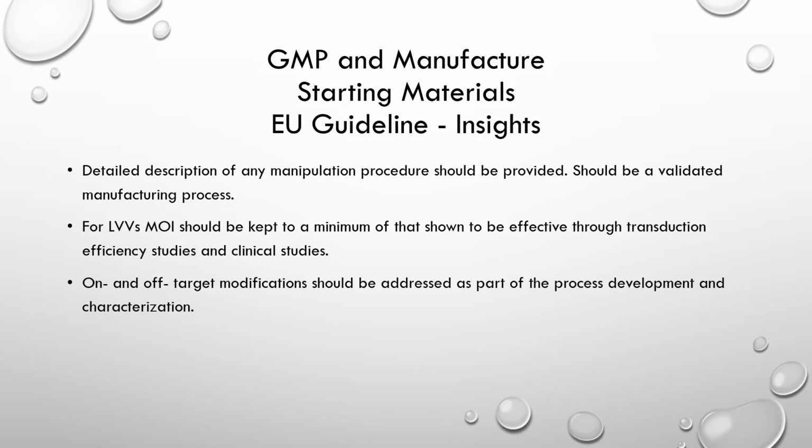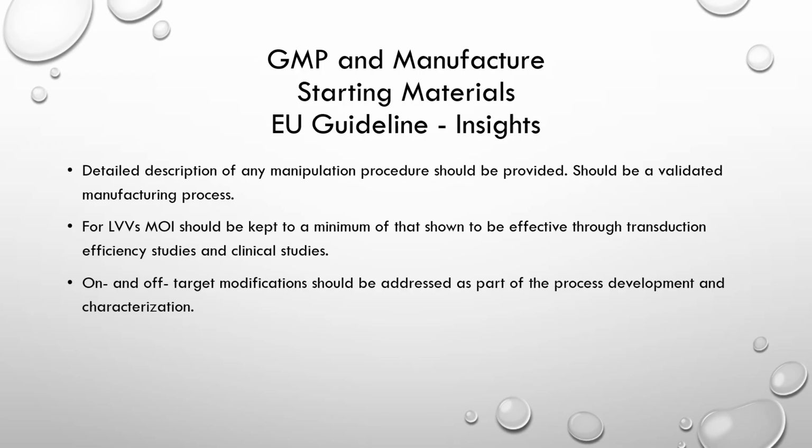You need to address your on and off target modifications as part of your process development and characterization. So you cannot always detect off-target modifications. You may not always be able to detect it. Although we will be selecting a clone that has the best and the highest purity in terms of on-target modification and the lowest in terms of off-target modification.